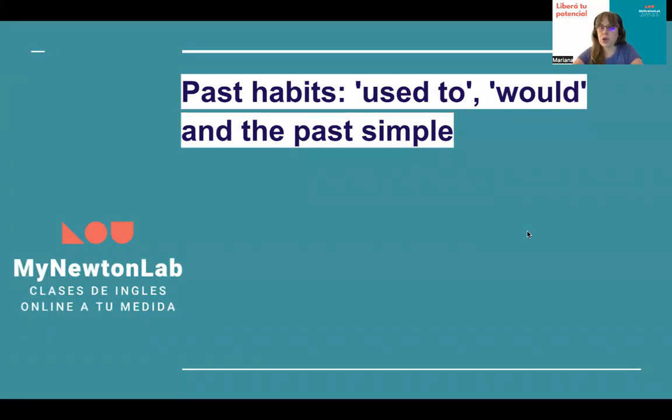When we want to talk about past habits in English, we have three options. We could use used to, would, and past simple. Let's have a deeper look at them.